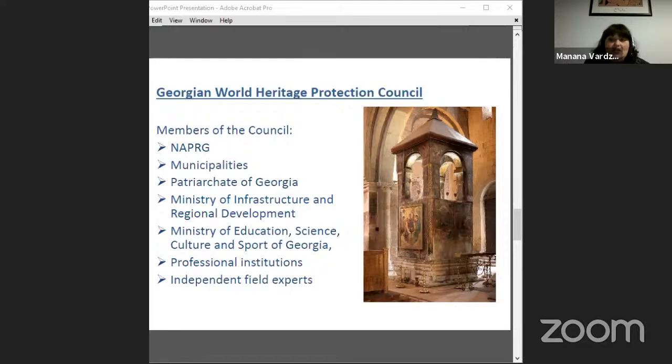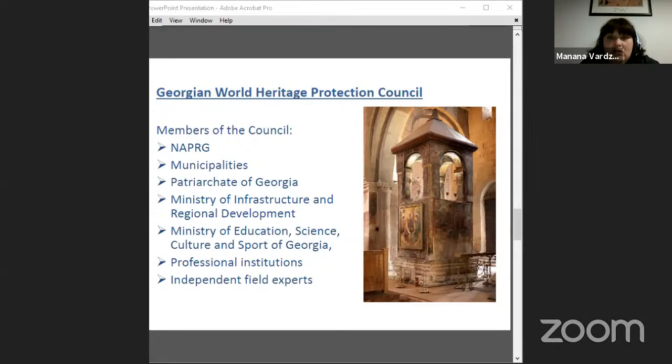The council is in charge of reviewing all project proposals or interventions within the Georgian World Heritage properties and their buffer zones. As you can see on the screen, the members of this council include, alongside the experts from the National Agency for Cultural Heritage Preservation of Georgia, representatives from all the stakeholders: municipalities, the Patriarchate of Georgia, the Ministry of Infrastructure and Regional Development, the Ministry of Education, Science, Culture and Sport of Georgia, as well as specialists from professional institutions, ICOMOS Georgia, the National Center for Cultural Heritage Studies, and so on, and independent experts are involved as members of the council. Decisions are mandatory for the Director General while issuing the relevant legal act.